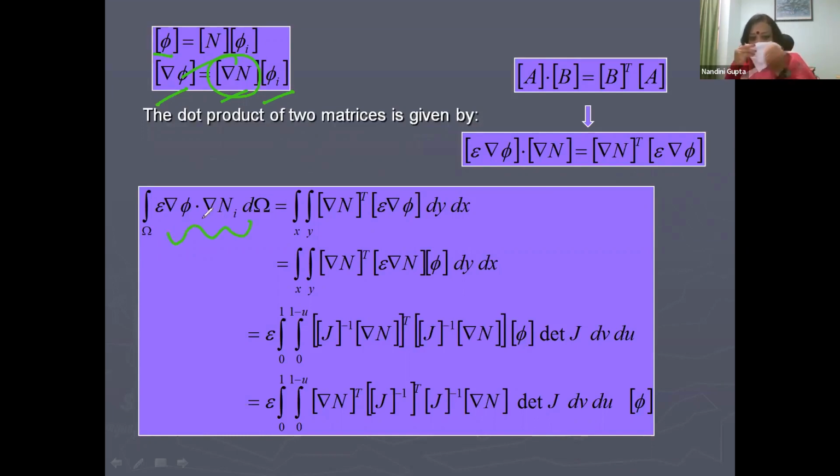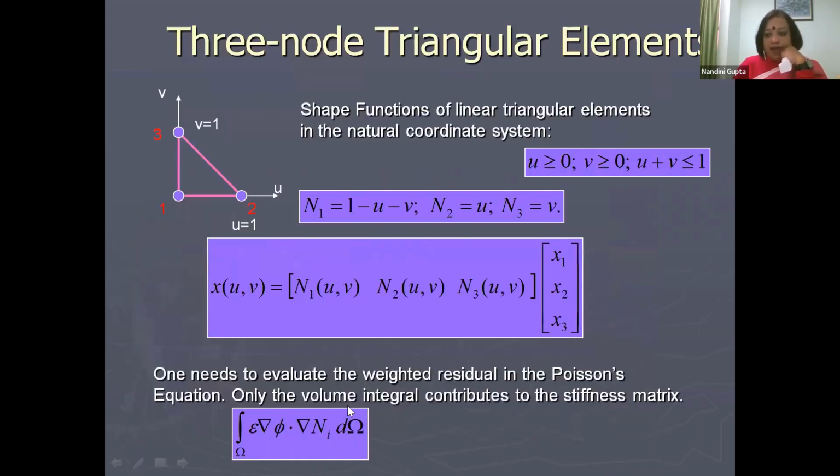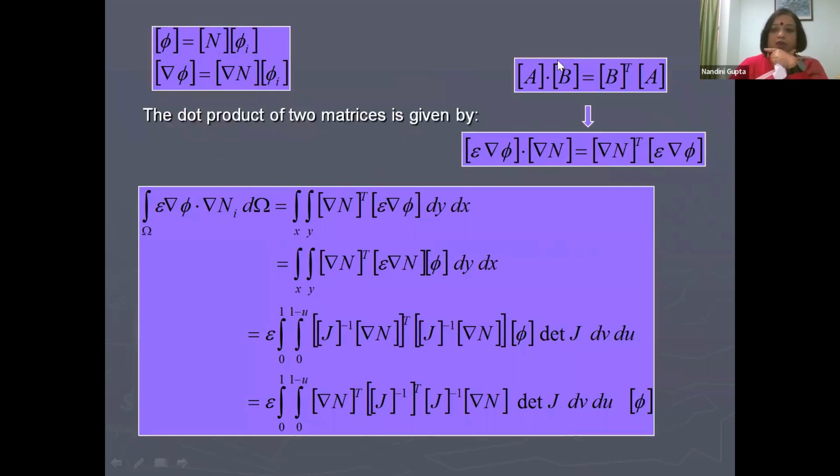Now, what I need to evaluate is this quantity, grad phi dot grad ni. I'm ignoring epsilon. Grad phi dot grad ni. This is what I need to evaluate. Now, in order to do that, again, I want to do some manipulation. If I have two matrices A dot B, that can be written as B transpose A. So therefore, if you consider this to be the A matrix and this to be the B matrix, A dot B has to be evaluated as grad n transpose epsilon grad phi.